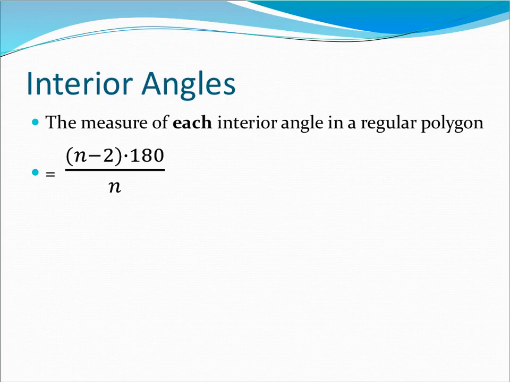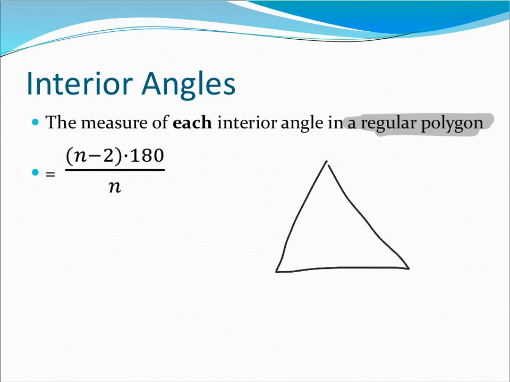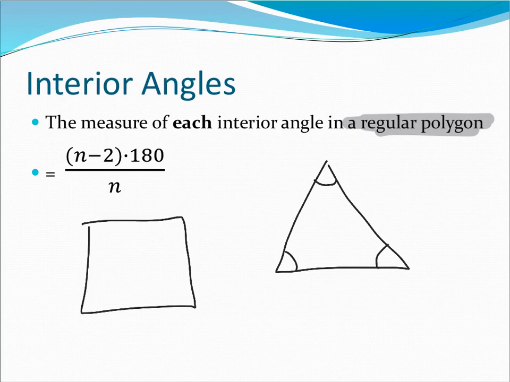So the measure of each interior angle in a regular polygon is going to be n minus 2 times 180 divided by n. A regular polygon means that all of the angles are going to be equal to each other. So if we had a square or rectangle, all the angles have to be equal to each other.